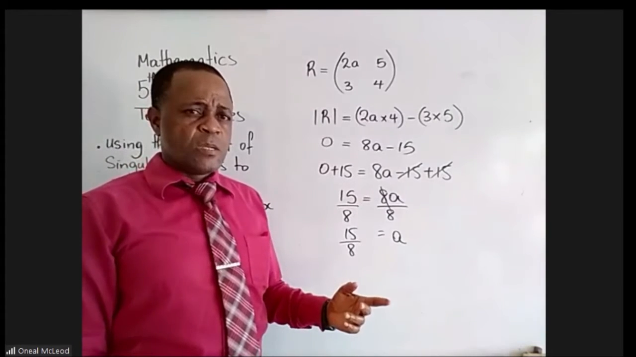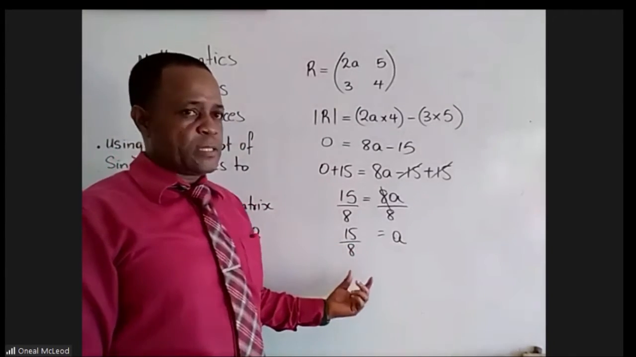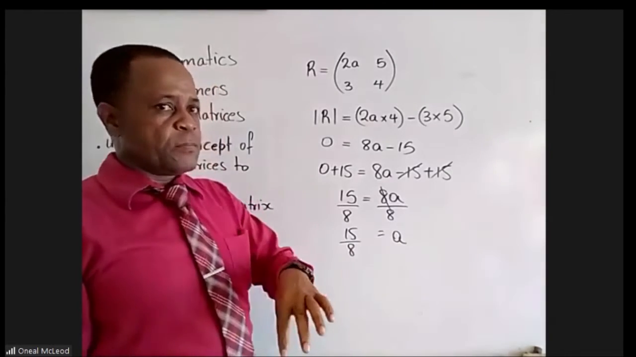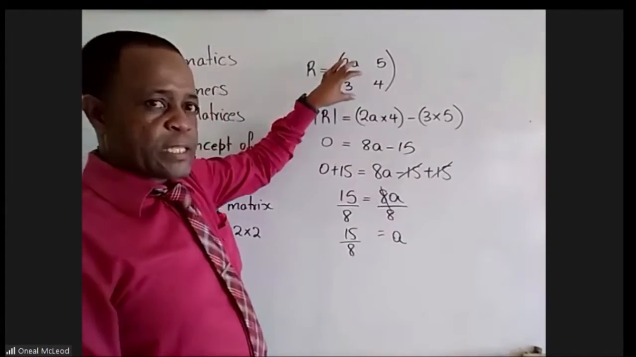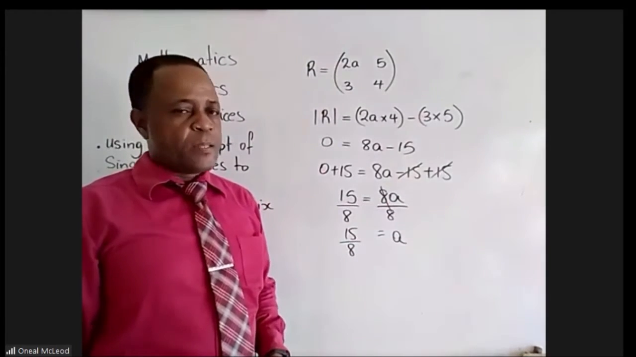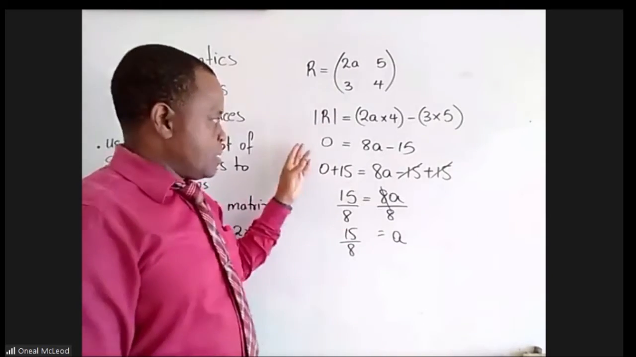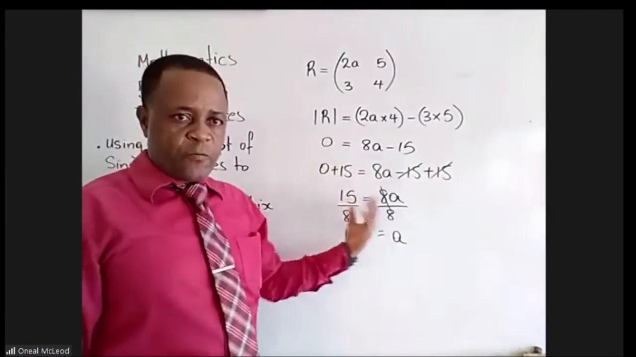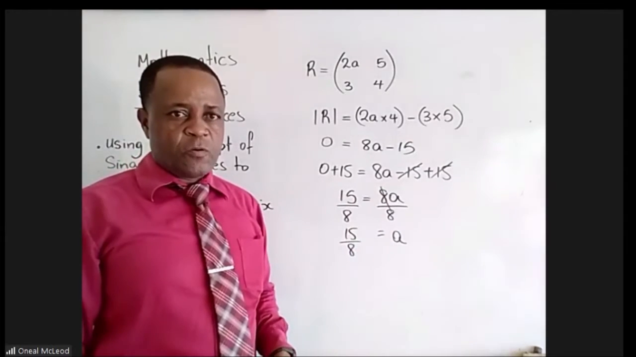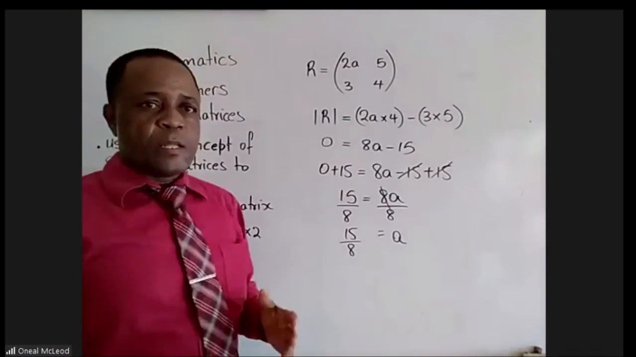Now, why is it that I chose a question like this? The reason is that a lot of times students want to just look at it and say, okay, the value is that value. They're not always going to be that easy. So you need to understand the whole concept of working it out. And that's how we end up with 15 over 8. All right. So there we have it.